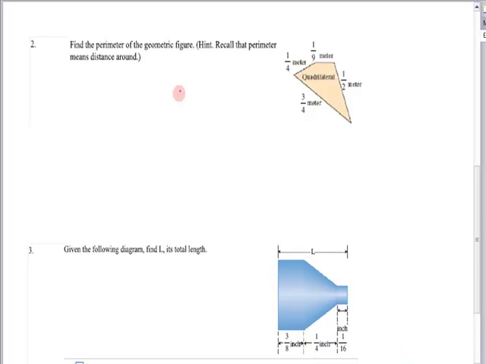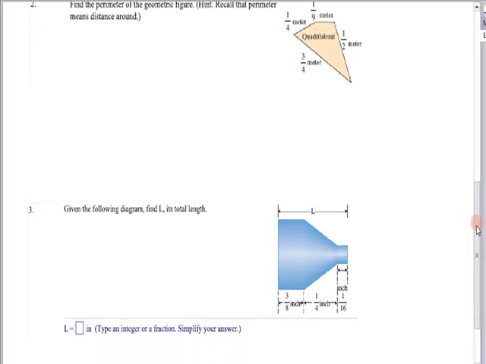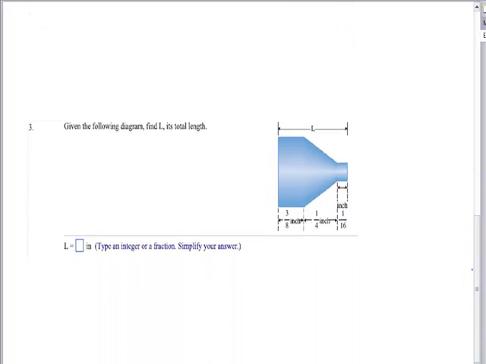All right, number 2 is very much like that, so I'm going to skip it, and I'm going to go down to number 3, and you're going to hear your dog barking in the background. I'm sorry about that. I'm not in a studio.